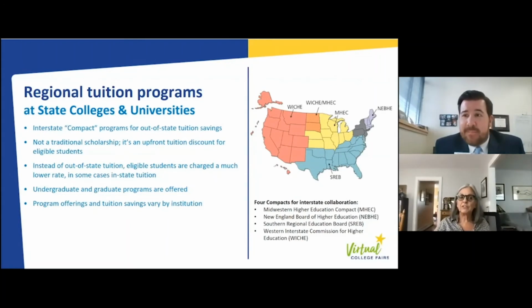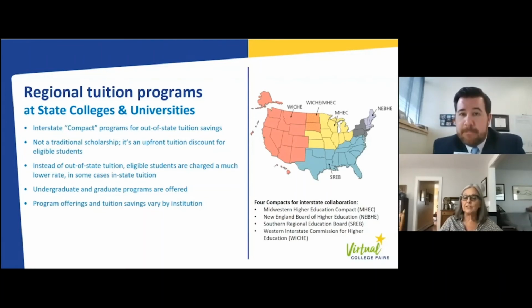These are regional tuition programs, and they help students when they attend out-of-state colleges. The programs are administered by 4 compact organizations, and they're based on formal agreements among the participating states in the 4 regions. Going from west to east, there's the Western Interstate Commission on Higher Education, the Midwestern Higher Education Compact, the Southern Regional Education Board, and the New England Board of Higher Education. So most of the states in the country participate in a compact.